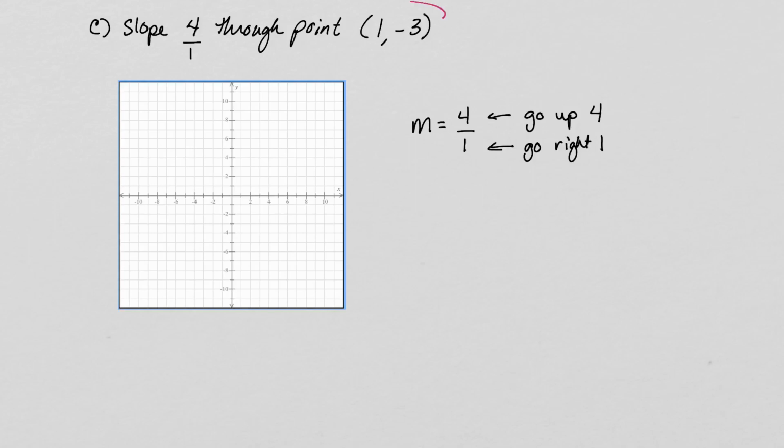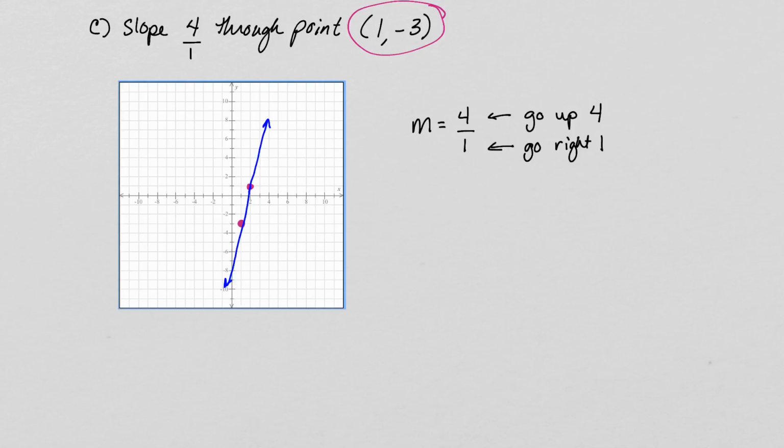Just like before, I'm going to start with this point, (1, -3). And then I'm going to go up 4. So 1, 2, 3, 4. And then I'm going to go right 1. So that's where I'm going to put that second point there. I went up 1, 2, 3, 4, and to the right 1. And then I'm going to connect these 2 points with a line.